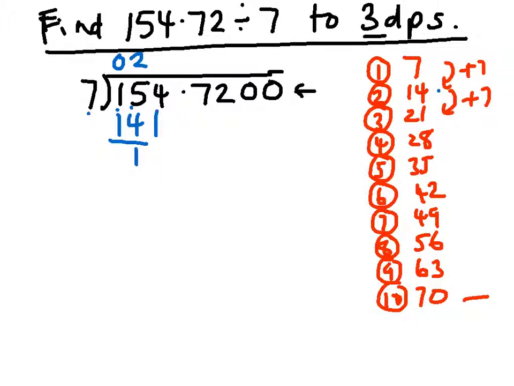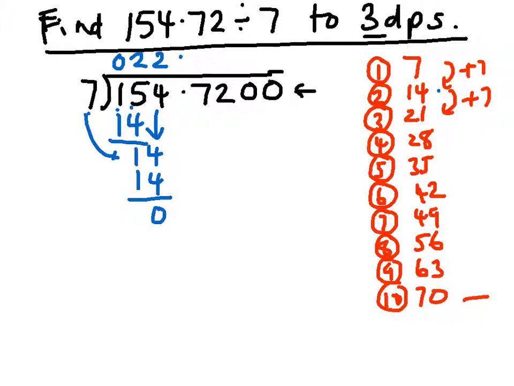So bring that 4 down, write it next to the 1, and we're looking for 7s into 14. That again is 2, and 2 times 7 is again 14. This time, 14 minus 14 leaves nothing. So if the question had been 154 divided by 7, the answer would have been 22, remainder 0. But sadly it wasn't.